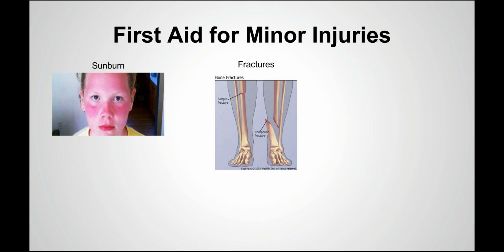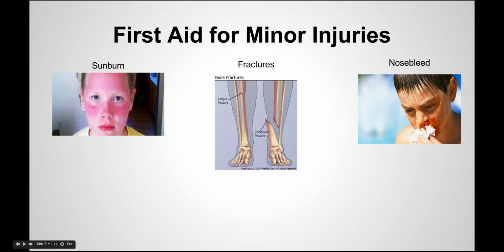To the right of sunburn are nosebleeds. A nosebleed is an injury to the blood vessels inside the nose. When this happens, please have you or someone you know sit down and lean slightly forward. Next, have him or her pinch their nose shut for 10 minutes. If the bleeding persists for more than 10 minutes, call 911.